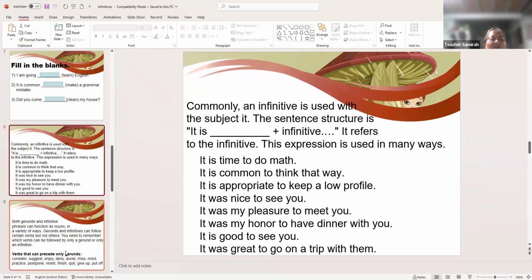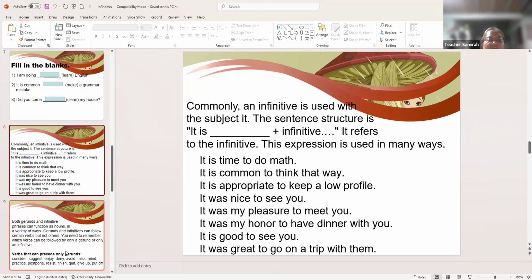Okay, with the subject "it," the sentence structure is: it is, blank, plus infinitive. It refers to the infinitive. This expression is used in many ways. What are the examples? It is time to do math.